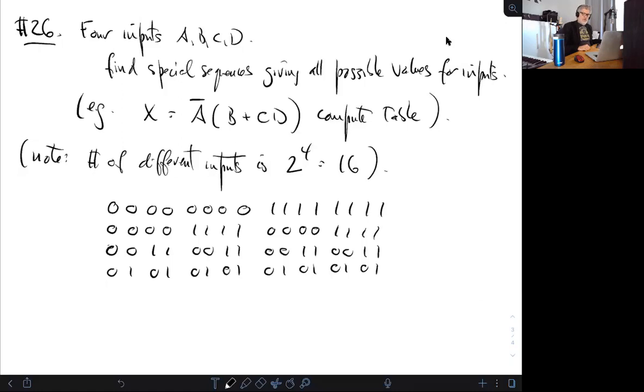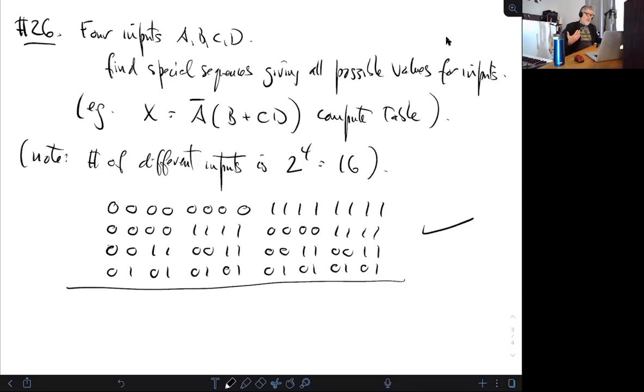And there you go. All the columns are your inputs, so you have 16 different inputs. Obviously, they're all different. The way we built it, they have to be all different. And so that's it. That's one way of doing this.